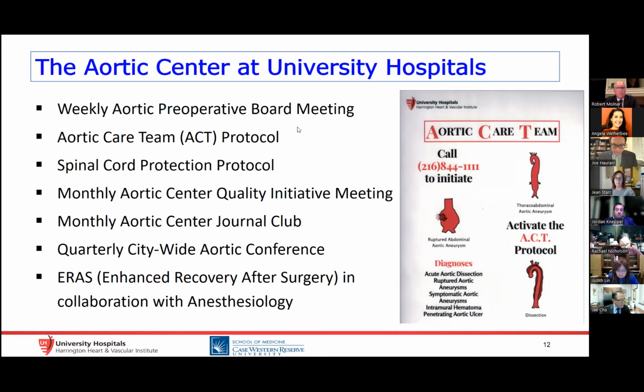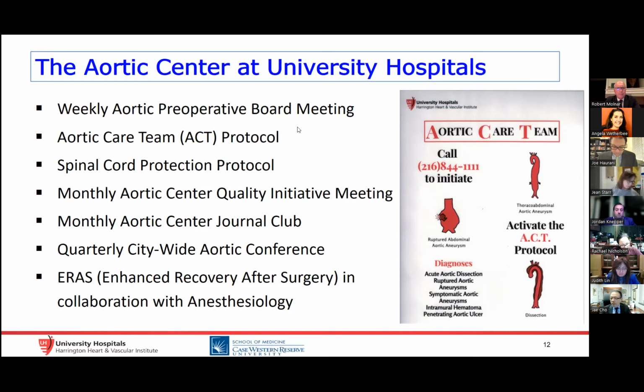discussed earlier. To facilitate evaluation and treatment of urgent and emergency cases, we have implemented an aortic care team protocol that is activated whenever our referral center receives a call about any of these aortic catastrophes. And when the ACT protocol is activated, both vascular and cardiac surgeons, as well as the intensivists on call, discuss the patient and decide on the best treatment.